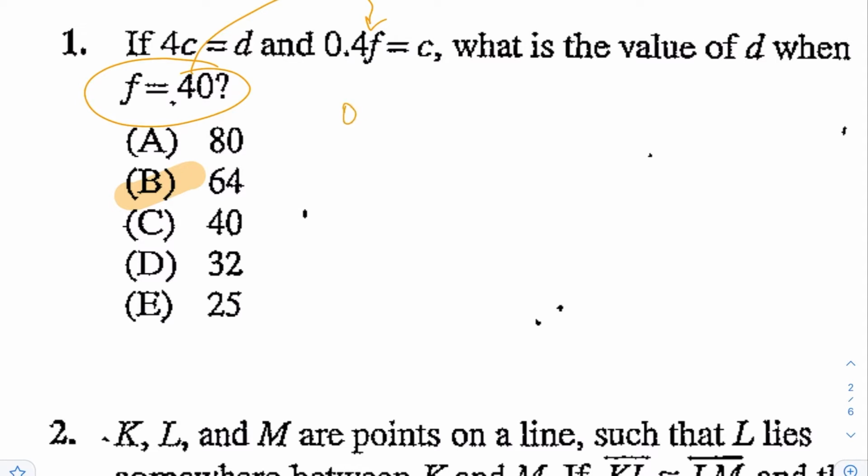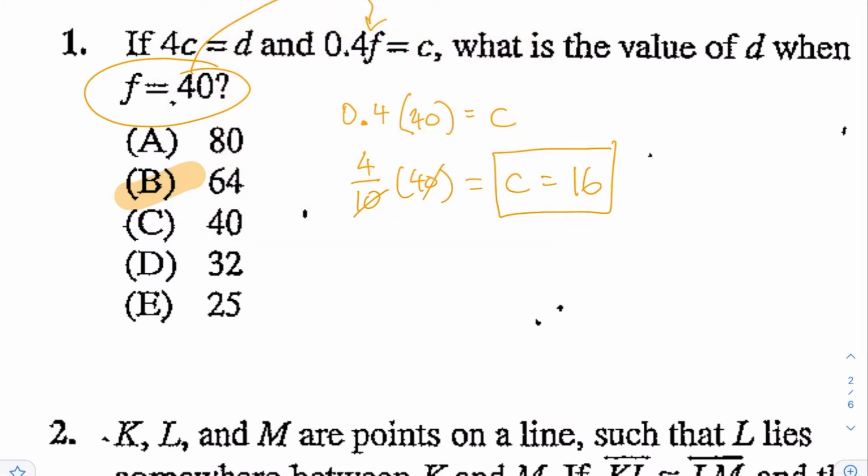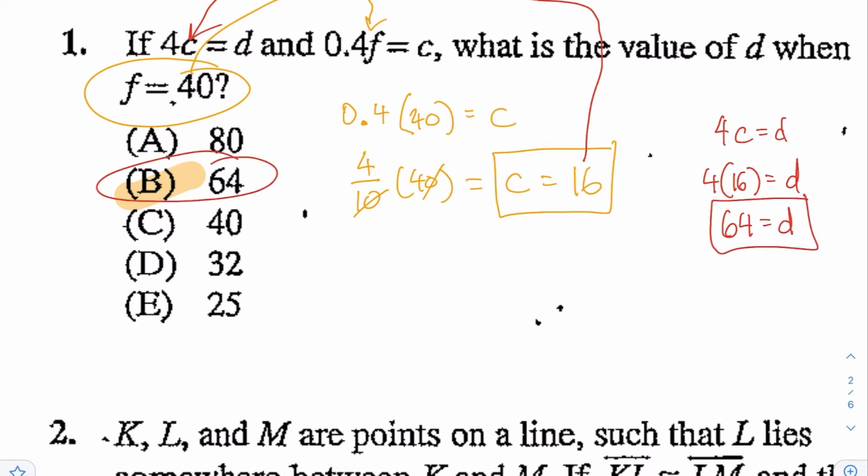So when you do that, you have 0.4 times 40 is equal to c. And 0.4 can be rewritten as 4/10. So when you multiply 4/10 by 40, the 0 will cancel out. So then that will give you c, which is equal to 16. Now once you figure out that c is equal to 16, you can then substitute c into this first equation. You know that 4 times c is equal to d. So that will give you 4 times 16 is equal to d, and 4 times 16 is 64. So that's going to be choice B.